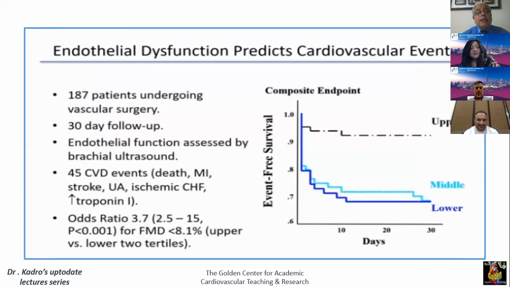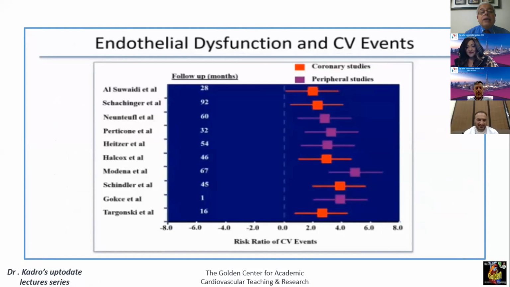This is a small study that evaluated patients who were going for vascular surgery, and they assessed endothelial function through brachial artery ultrasound. They found that the people who have normal vasodilation in response to acetylcholine have almost fourfold protection from cardiovascular events compared to the people who have a bad response to dilation. And there are too many studies, most of them positive, showing that endothelial dysfunction predicts cardiovascular events.